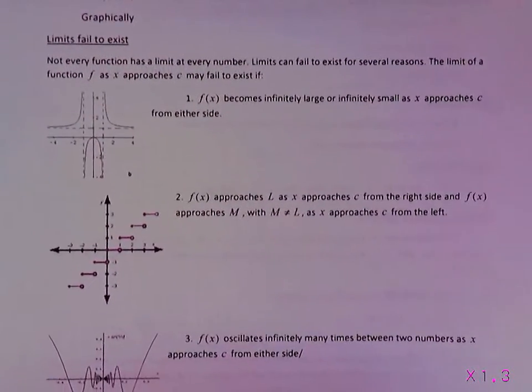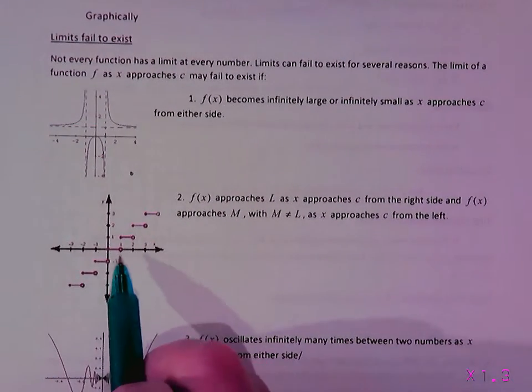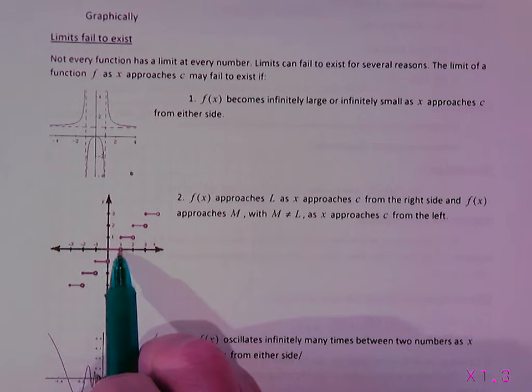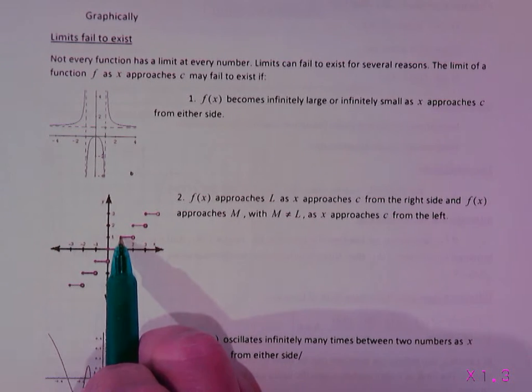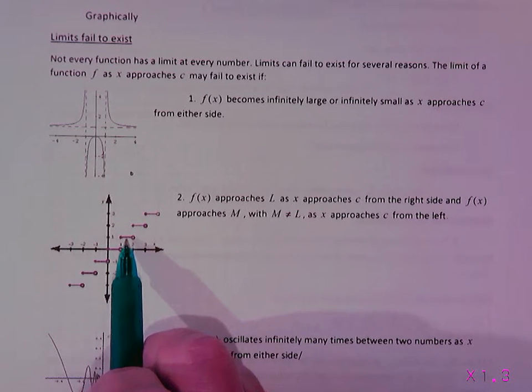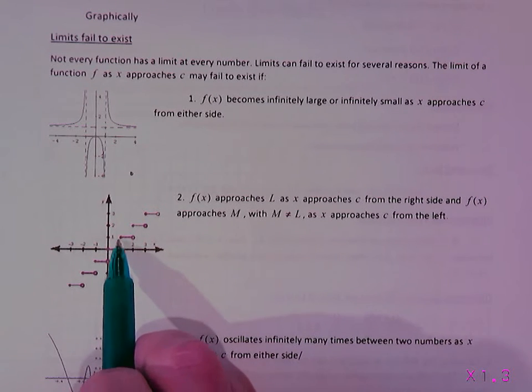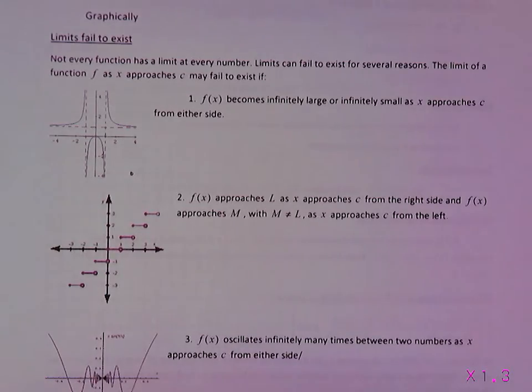A limit will also fail to exist at any place where the function jumps from one area to another. So here it's approaching 1 and then jumps up here till it starts going towards 2. So where this jump is occurring, there is also no limit.